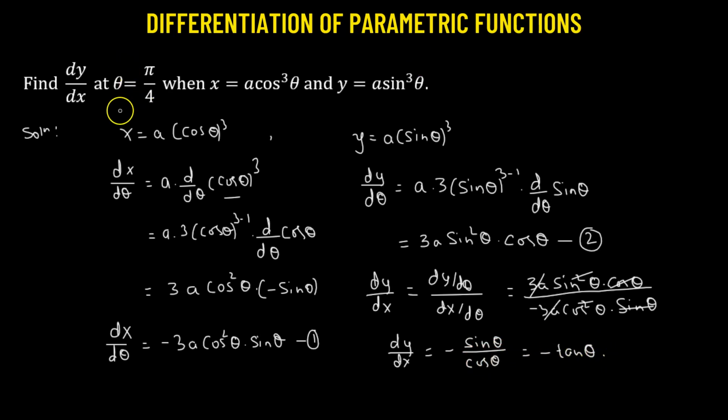Now we have to obtain the value of the derivative of y with respect to x at theta equals pi over 4. So this will be equal to negative tangent of theta. In place of theta, we have pi over 4. We know that tangent of pi over 4 is equal to 1. So that means our final value will be negative 1.